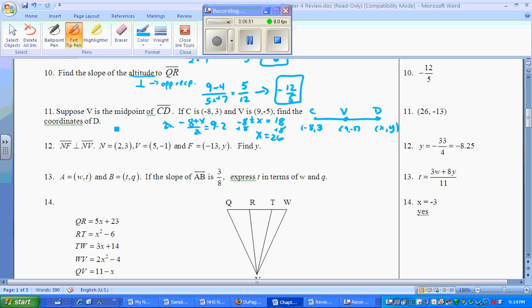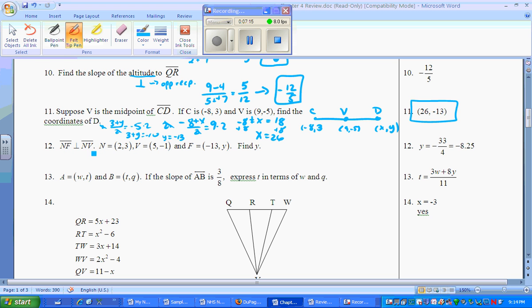And then y would be 3 plus y over 2 is equal to negative 5. Get 3 plus y is equal to negative 10. Minus the 3 over, y equals negative 13. So the answer is correct in the answer column, 26 comma negative 13.